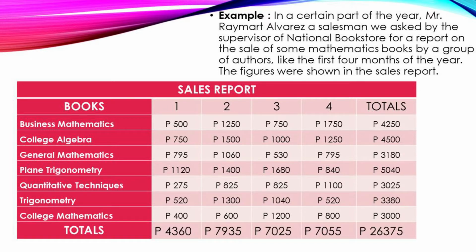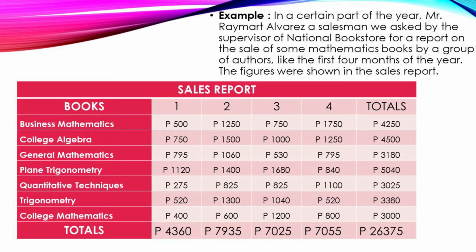Second month, 1,400 pesos. Third month, 1,680 pesos. Fourth month, 840 pesos. Then the total for first month to fourth month in plane trigonometry is 5,040 pesos.